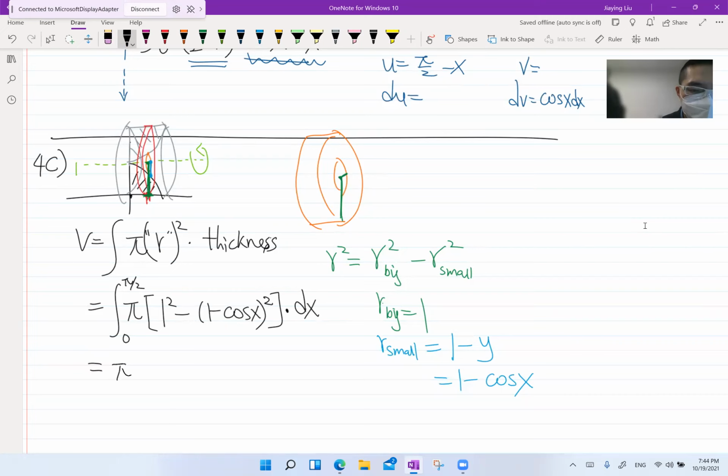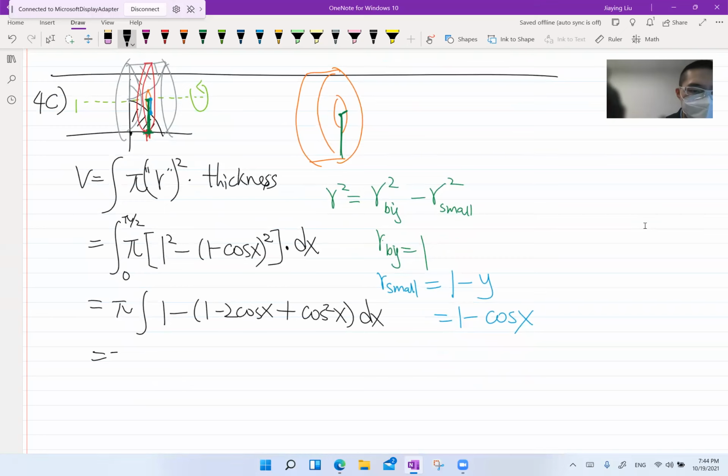And from here, you can take out the pi and integrate 1 squared, which is 1, minus. You can expand this, and I'm just knowing from experience that if you expand the 1 minus cosine x squared, you get another 1 which will cancel the 1 that's already there. So that's a 1 minus 1 minus 2 cosine x, and then plus cosine squared x dx. So distribute the negative, the 1 will cancel, give you pi.